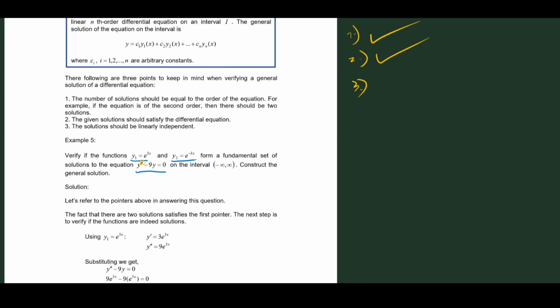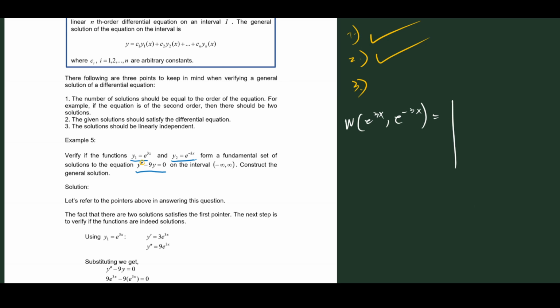Now the third one: the solutions should be linearly independent. Here is when we will use the Wronskian. In this case you can also see through observation that this is linearly independent, but it's good to make sure by using the Wronskian. Okay, so let's apply the Wronskian. So e raised to 3x, e raised to negative 3x.